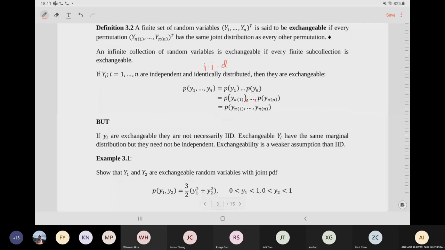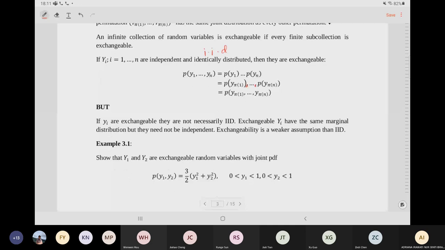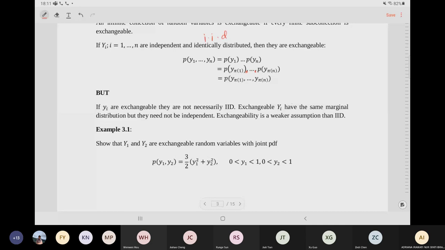Okay. So, but if they are exchangeable, then they are not necessarily IID. If Yi is exchangeable, then each of the Yi has the same marginal distribution. Okay. But they need not be independent. They have the same marginal, but they need not be independent. So exchangeability is actually a weaker assumption than IID.